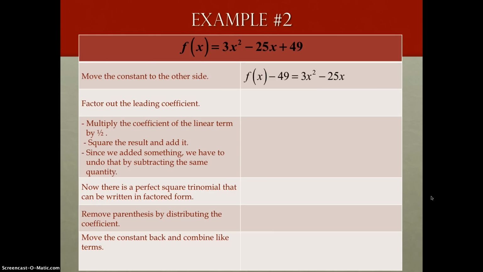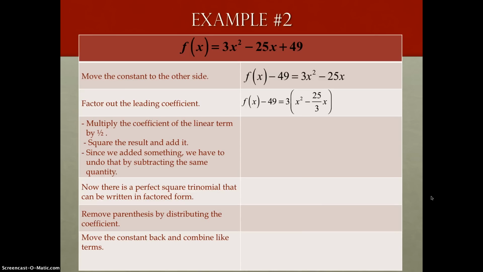So again, move the constant to the other side. Subtract 49 and we get 3x squared minus 25x. We do have a leading coefficient of 3. Now this one is tricky because 25 is not divisible by 3, so we just have 25 thirds when we factor out a 3 from both of those terms.